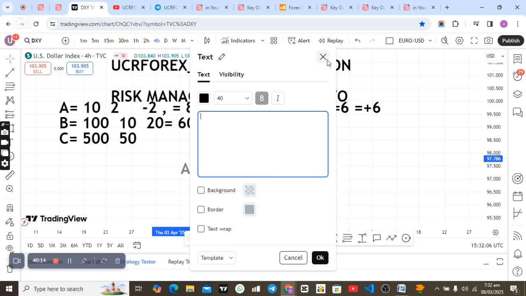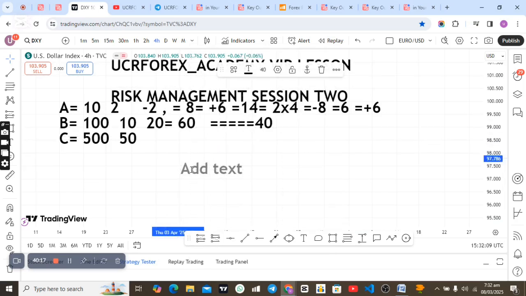So when we talk about the daily drawdown, it is the maximum loss you are allowed to make in a day. If you lose more than that, you're already in trouble. So you don't have to lose more than that. They gave you 40 USD. You came to the chart.